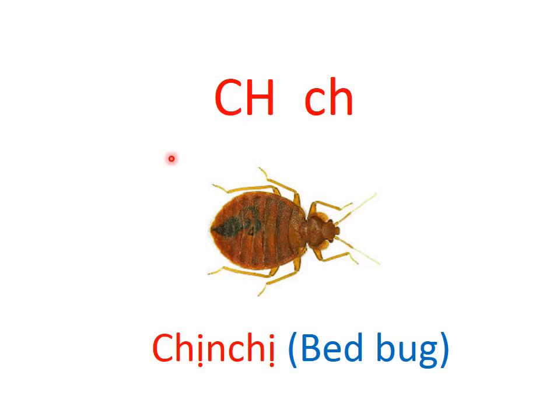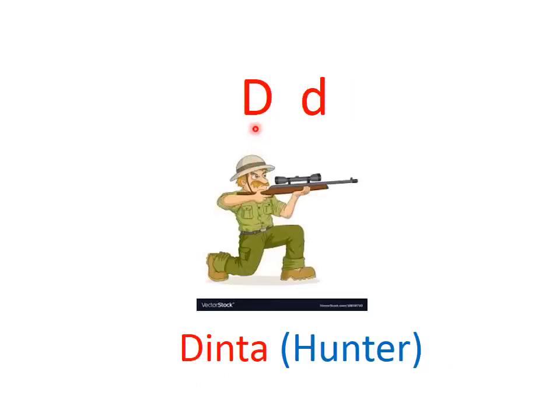Chi as in chinchi, bed bug. Remember, CH replaced C. In the Igbo language, there is no more C, but we have chi. D as in dinta, hunter.